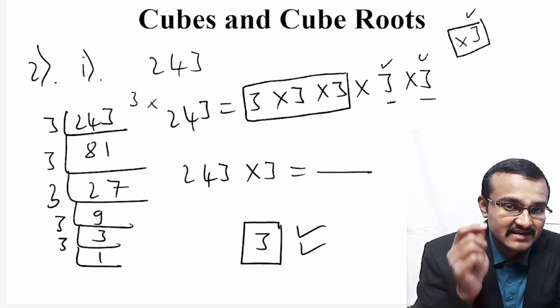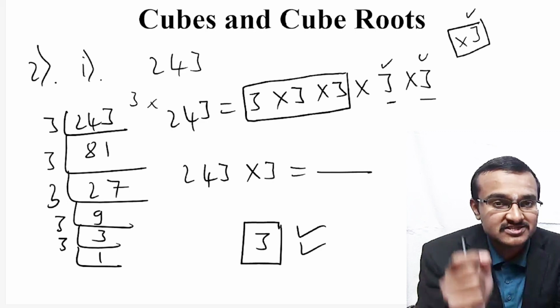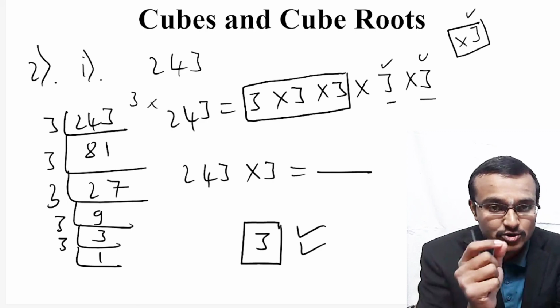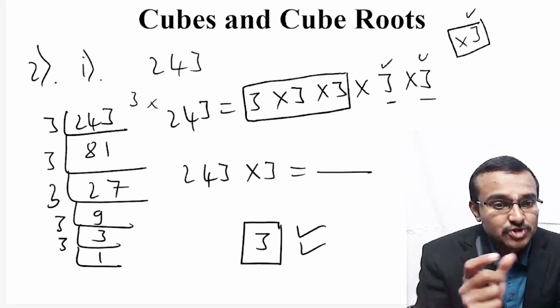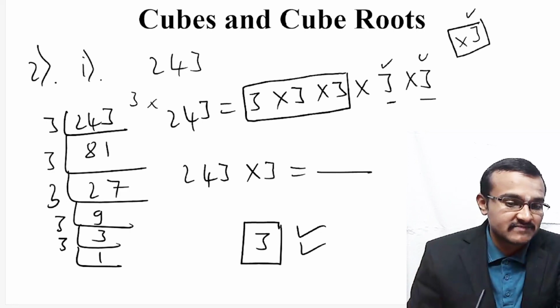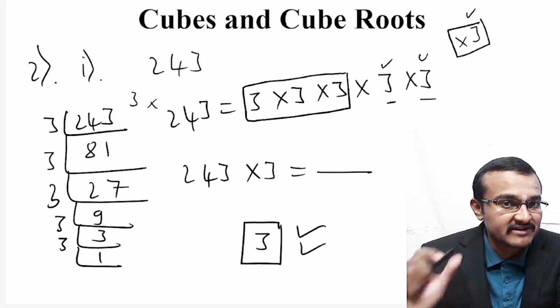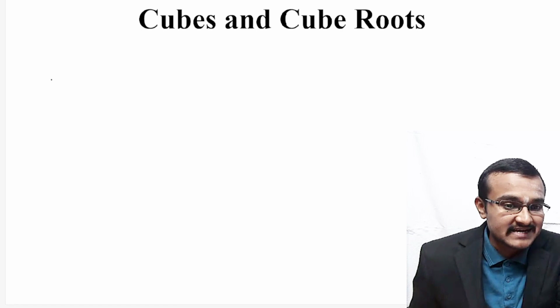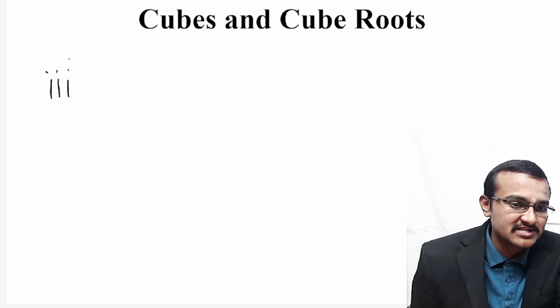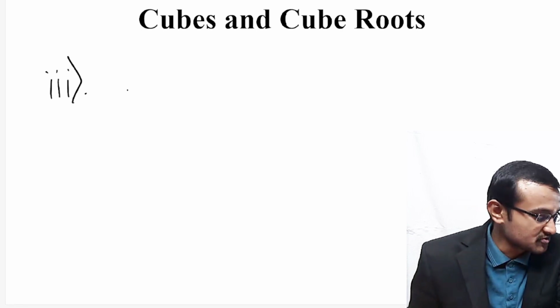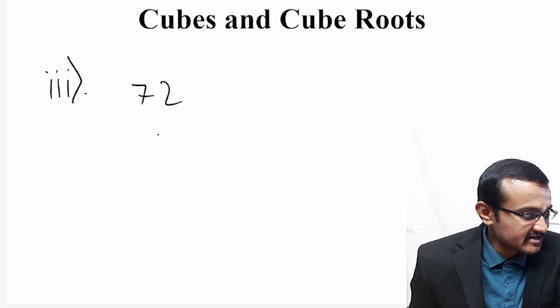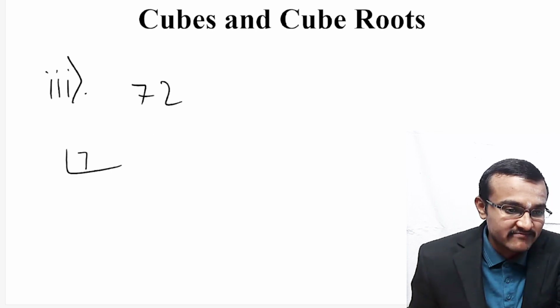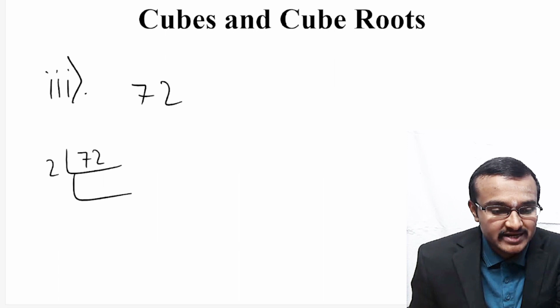Whenever you are writing and solving these questions, you should explain step by step what you are doing, and you should solve the question and keep the answer in statement form. Coming to the next question, I will solve the third part in this second question, which is 72. So let us do prime factorization of 72. You can take 2.